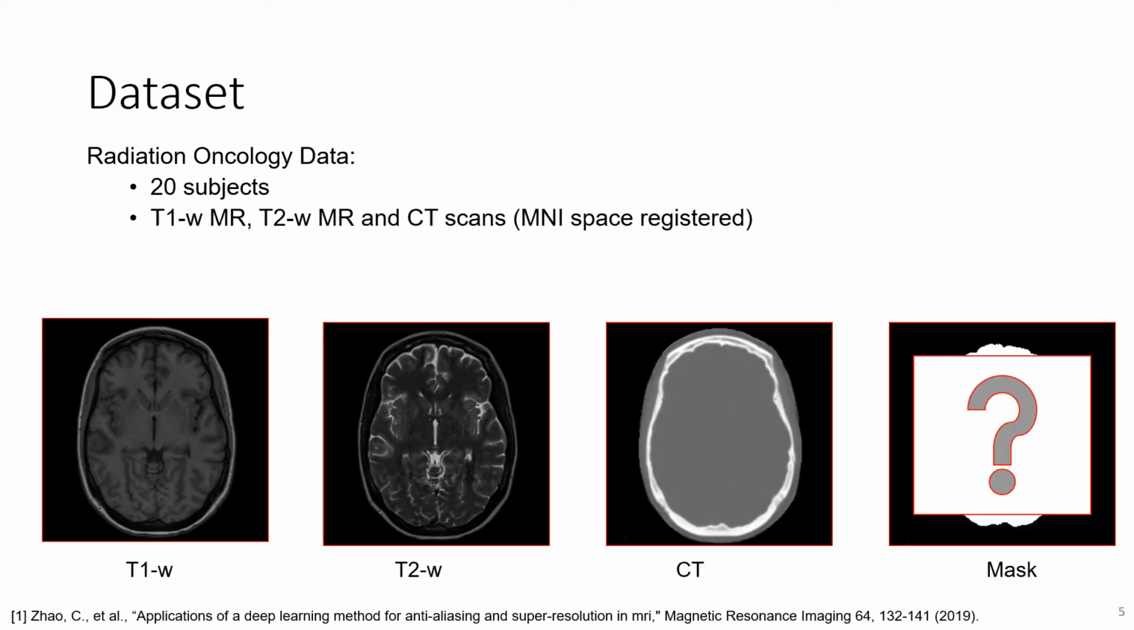In this study, we use a dataset comprising 20 subjects from the radiation oncology department. Each data consisted of paired T1 and T2 MR with its corresponding CT image. All the scans have been registered to the MNI space. The scans have been super resolved and have an isotropic resolution of 0.8 millimeters.